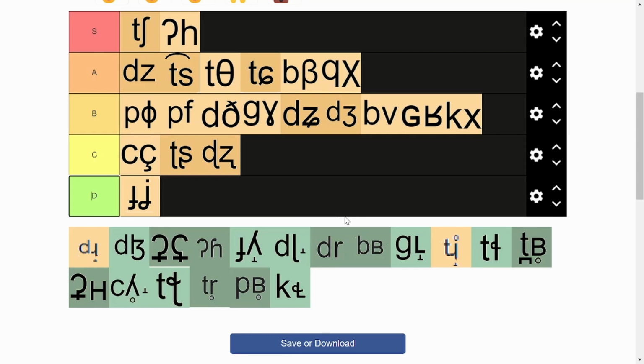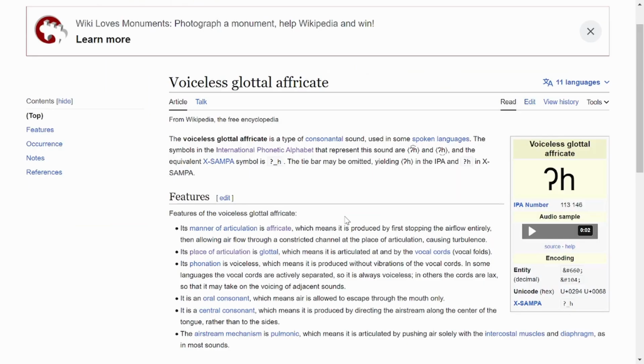I couldn't find any information about any languages having the voiced version, so we don't have that in this tier list. Huh. Actually, in Czech, we don't have the voiceless glottal fricative. We have only the voiced one. Nice. So for me, it's kind of hard to say the voiceless one. So I probably said that one voiced. Probably.